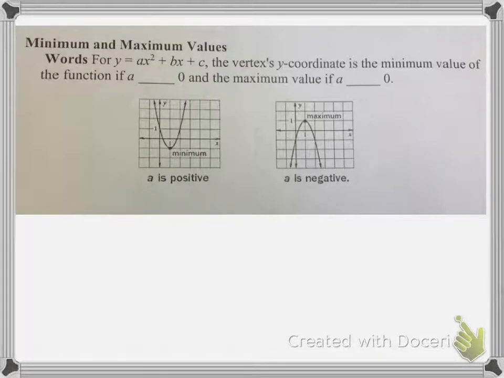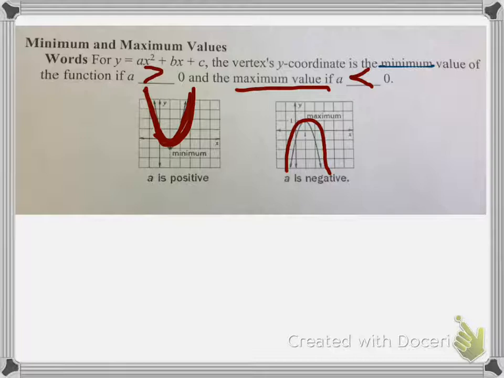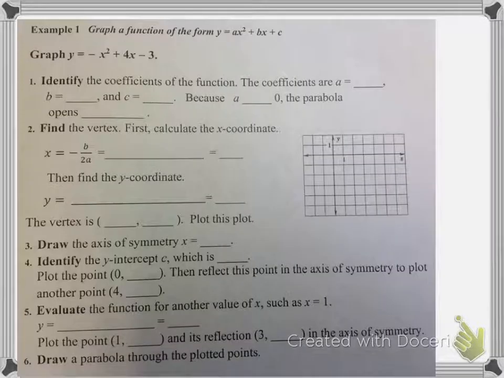Now, maximum and minimum. When the graph has a minimum, like in the first graph, it opens up, and in order for it to open up, your a has to be greater than 0. But when your graph opens down, because a is less than 0, that right there has the maximum point. So like I said, this first slide, it's all definitions. The next one is where we're going to be doing a lot of work.